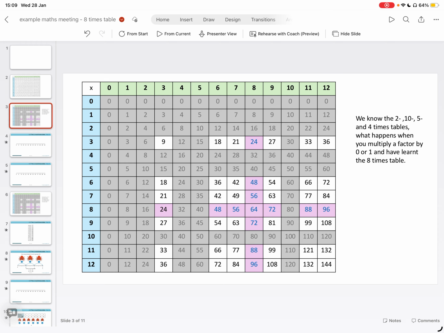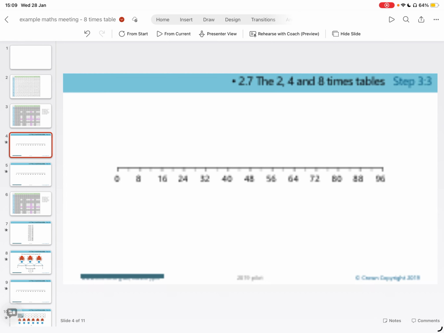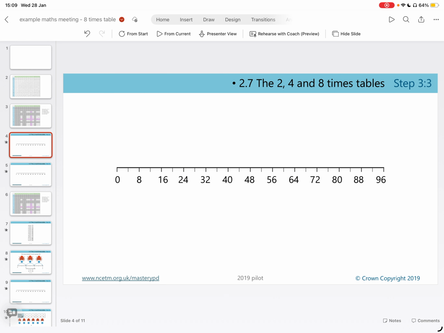And pointing that out at the start of every maths session supports those pupils who feel overwhelmed by the amount that they need to learn, that actually as they gain knowledge of the facts, there are fewer and fewer that they need to know. I then had the counting stick, and we counted up and back through the counting stick.